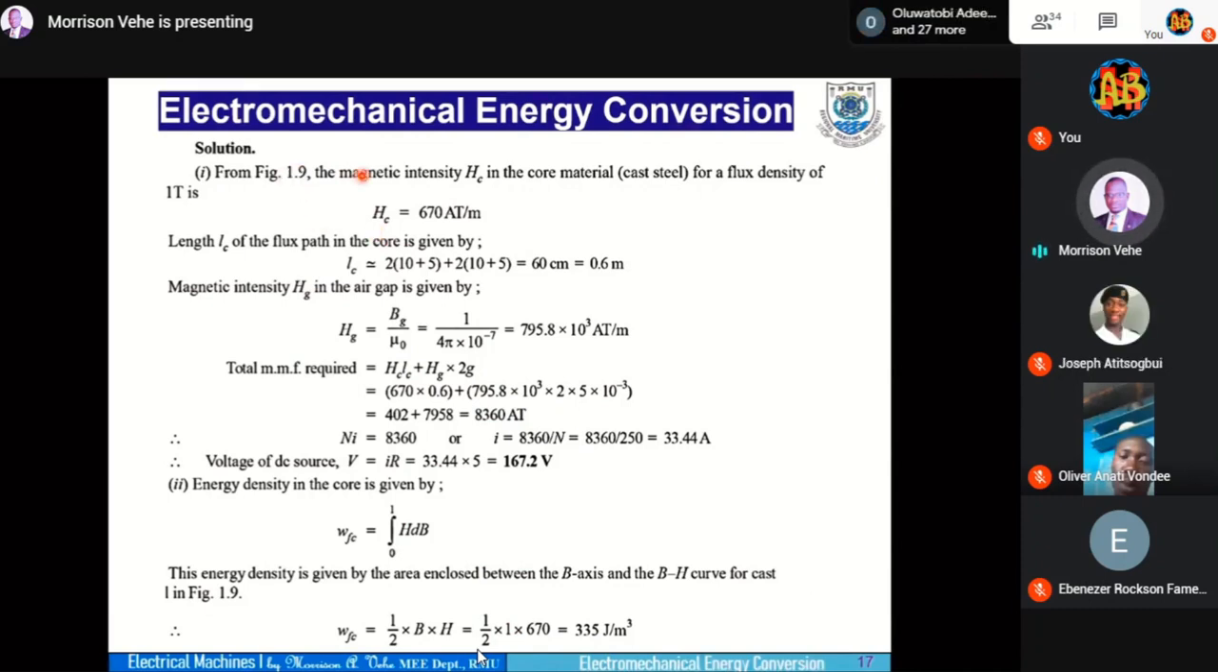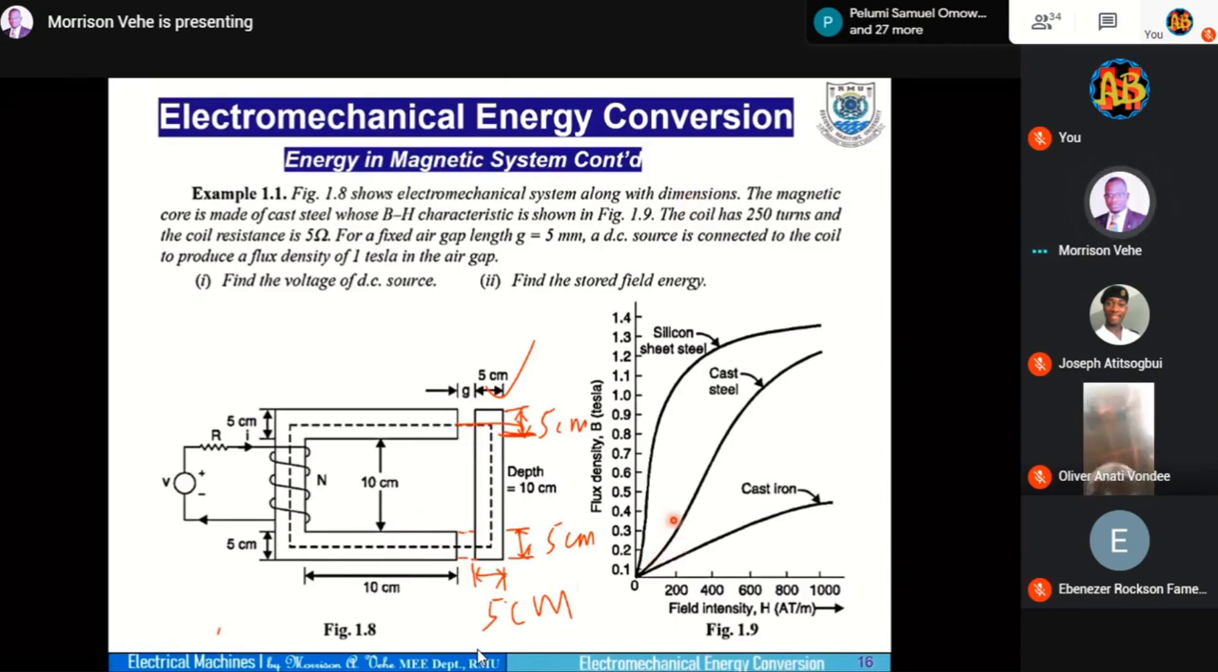So from the figure, that is 1.9, the BH curve, okay, we are focusing on cast steel, on that curve. So this is cast steel. We are not focusing on the silicon sheet steel, neither on the cast iron, but we are taking cast steel. All right, so this is a BH curve for a steel, and you would also want to maybe consider this and then this as a cast iron and then silicon sheet.